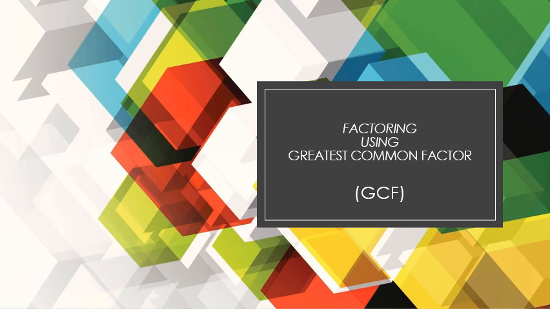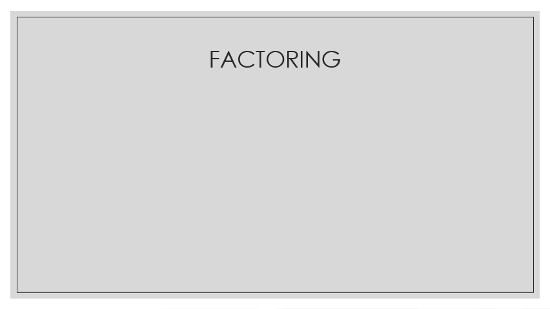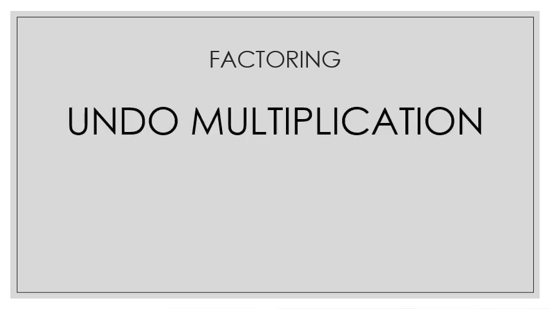Today we're going to introduce the idea of factoring, specifically what is called a greatest common factor. So when you see the word factoring, which you'll hear a lot, all we're doing here in any type of factoring is undoing the multiplication process.